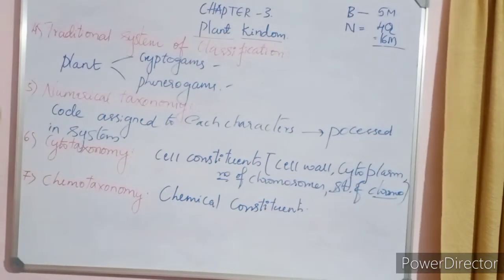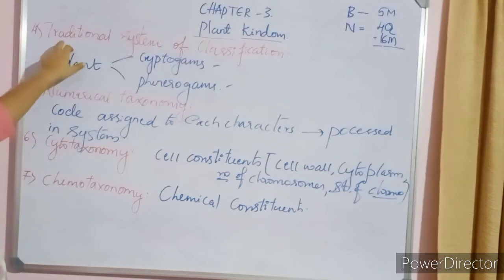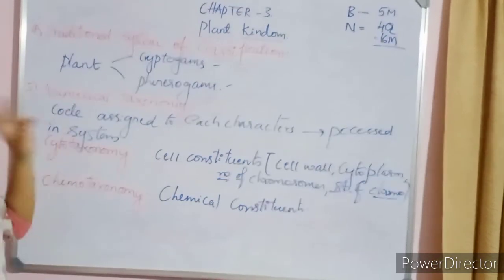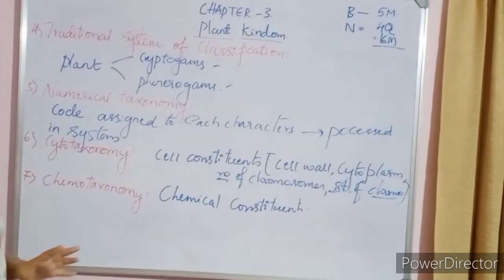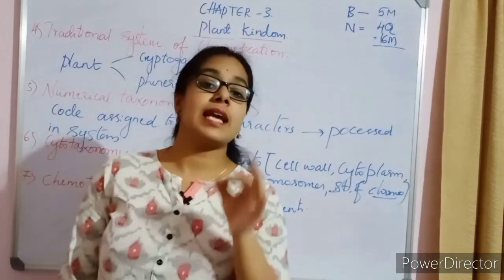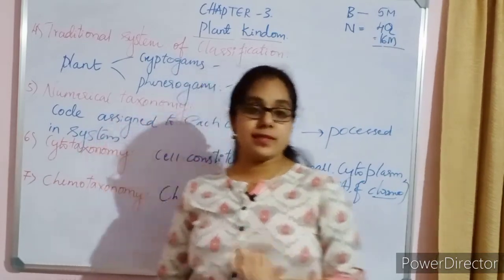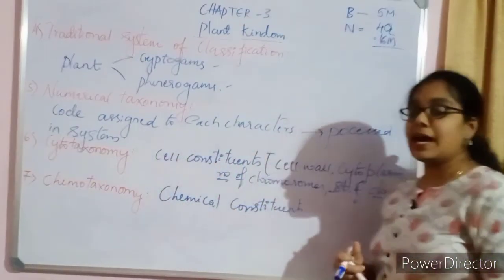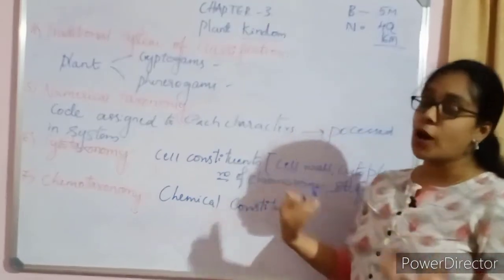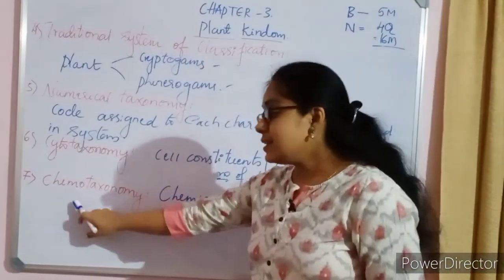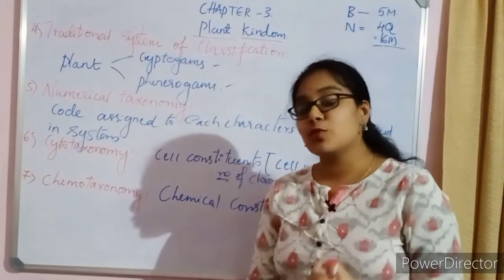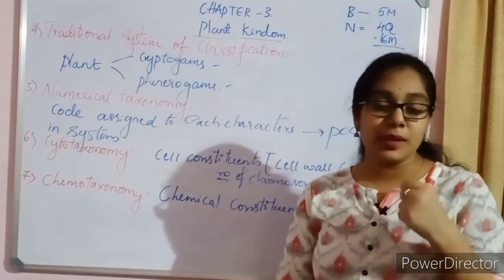So in the system of classification, the first is the traditional system of classification. Here plants were grouped into two groups, one is cryptogams, another one is phanerogams. Next is the numerical taxonomy. In the numerical taxonomy, different codes were assigned to the characters of plants and this data was stored in the system. And next is cytotaxonomy, and this system of classification was based upon the cell constituents. It was based on the number of chromosomes, or it may be the structure of chromosomes. Clear? And the last one is chemotaxonomy. Chemotaxonomy, as the name indicates, this system of classification was purely based upon the chemical constituents.